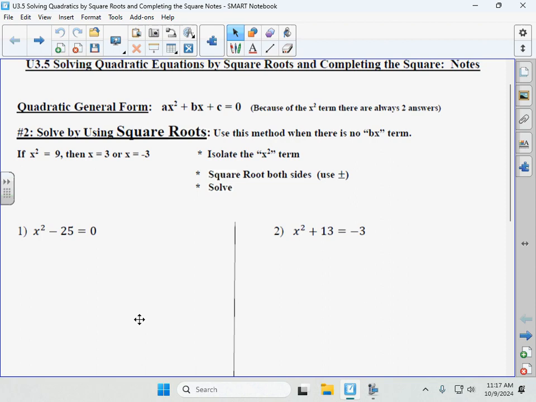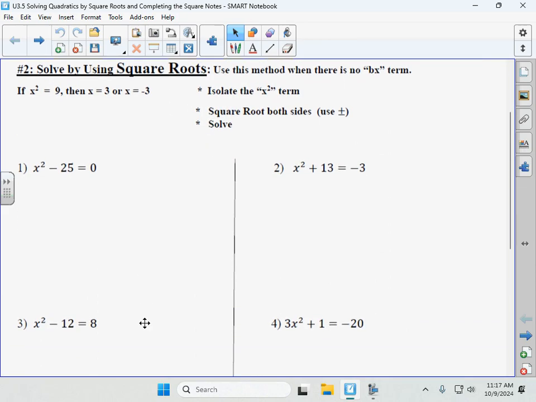So real quick, if we were to look at the equation x squared equals 9, we can see that the solutions would be positive 3 and negative 3. That's because if you square both of those numbers, 3 and negative 3, you get positive 9. And so that's why there are two solutions to the equation x squared equals 9. All right, so let's solve each of these equations. Again, we want to first isolate the x squared term.